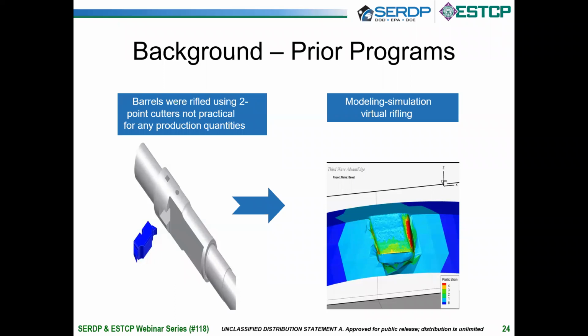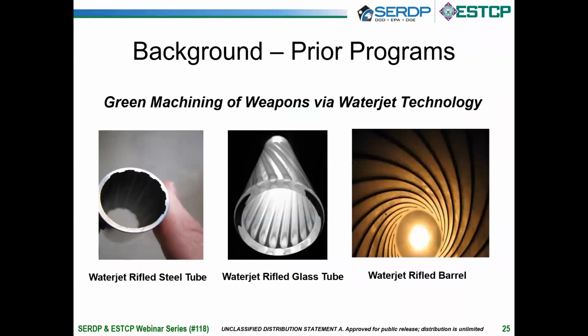Normal broach cutters will not work with these refractory metals, so we had to develop a way to rifle these barrels if we ever wanted to use this in any kind of production environment. And so we, with the aid of ARL and Big Champagne, helped us submit SBIRs to actually put this out to the industry, to who could develop a waterjet technology to rifle these barrels.